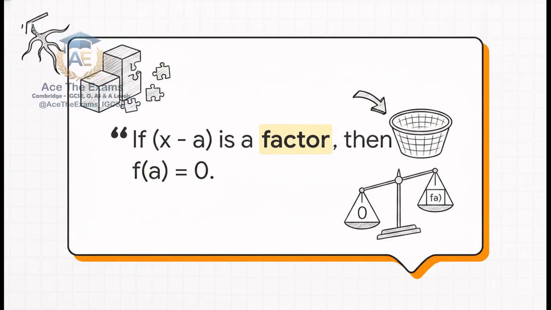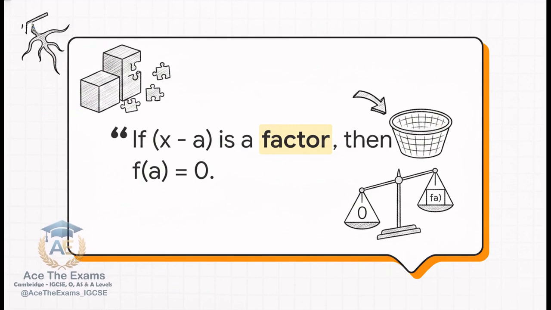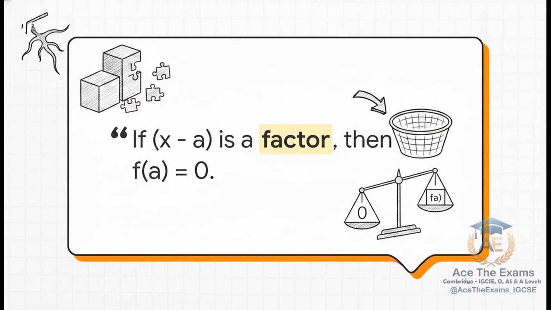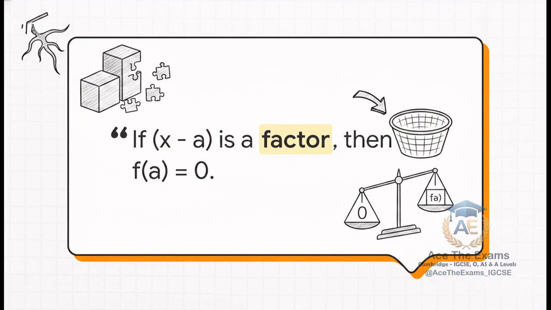In plain English, this theorem is an elegant, direct shortcut. If you know a specific expression is a perfect building block, a factor, of your polynomial, then plugging in that exact value gives you a result of 0. No remainders, no leftovers. Boom, you found a root.